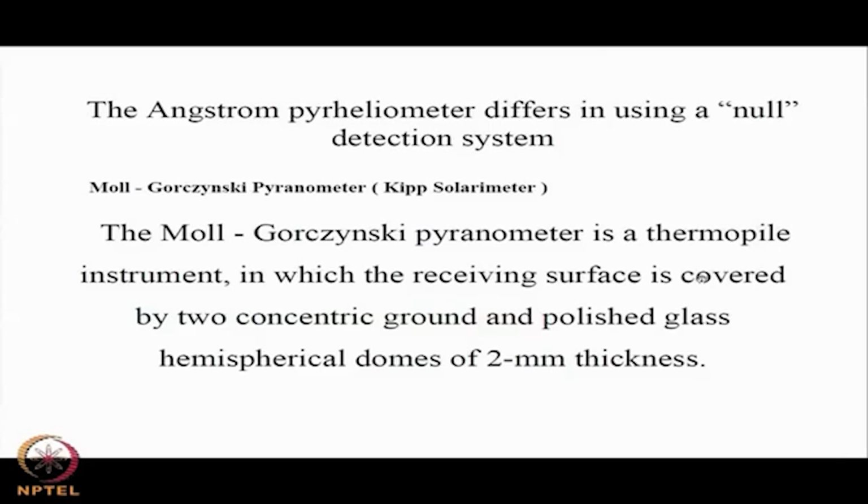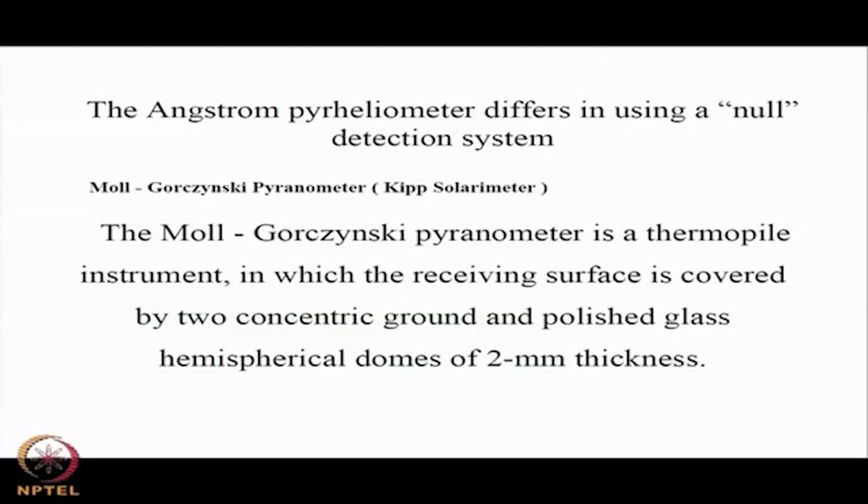Otherwise, the difference is the angle, which is included to include the sun or a little extra portion, and that is what distinguishes the short tube and the long tube. And the Angstrom pyrheliometer differs in using a null detection system.